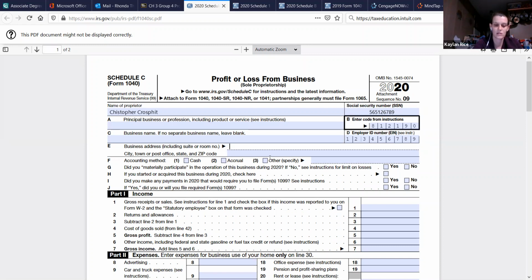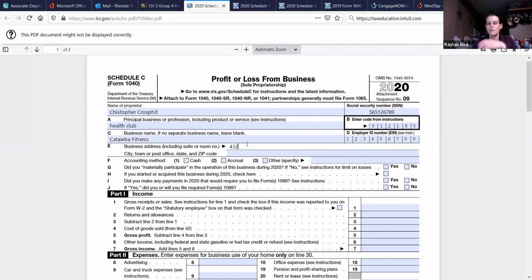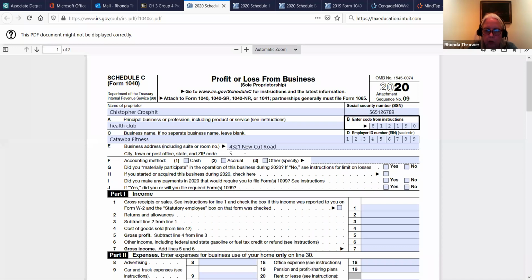Okay. So right here, we put that it was a health club, and his name was Catawba Fitness. And then the address goes down here. 4321 New Cut Road. And you fill in the name of the town.